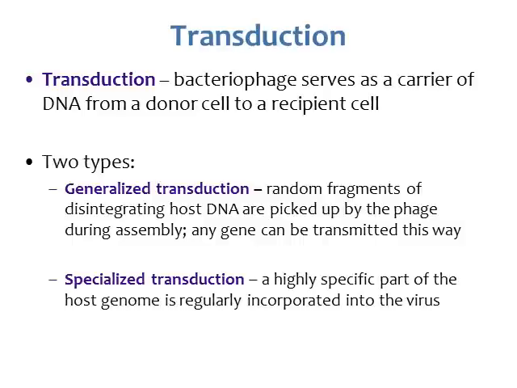The third type of recombination is called transduction. This is where a virus called a bacteriophage serves as a carrier for the DNA from the donor cell to the recipient cell. So in this case we have two living cells again. This bacteriophage, this virus, is the one that's going to carry the DNA from one cell to the other.